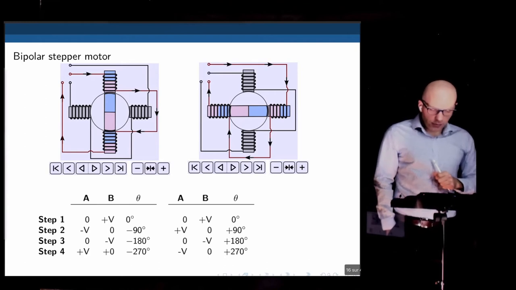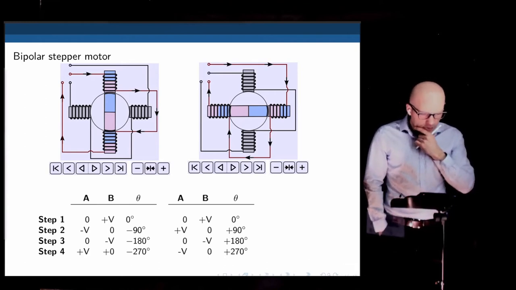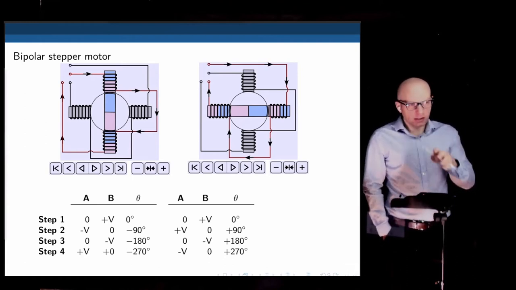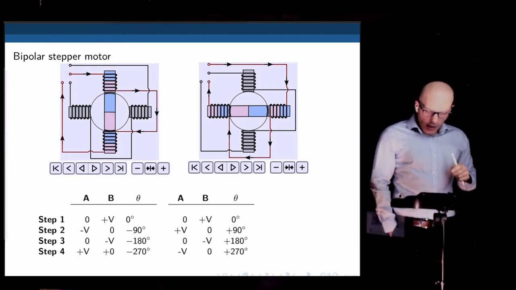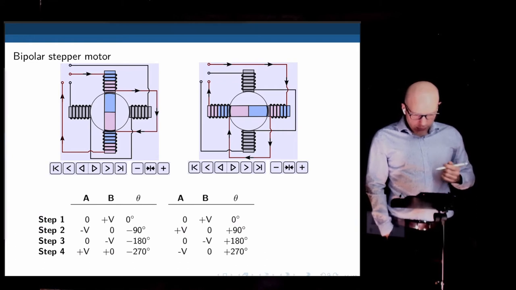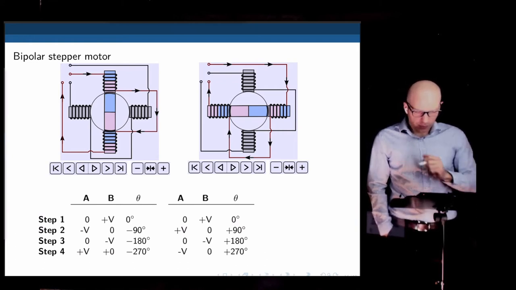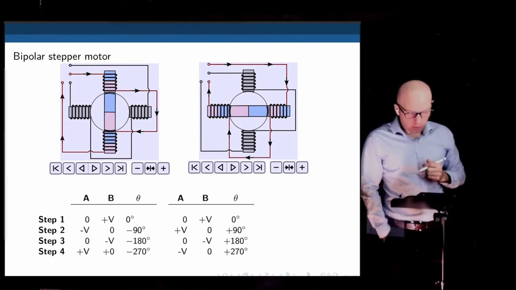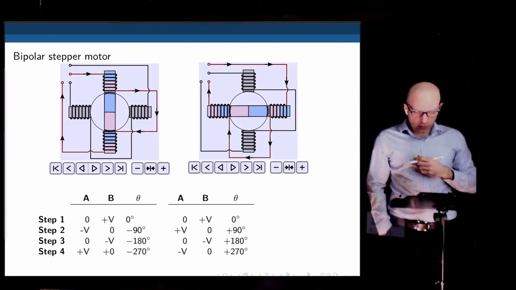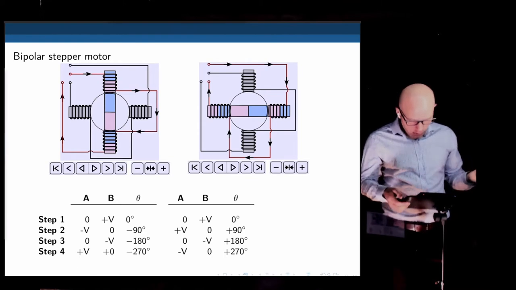So let's develop this a bit in more detail. Here we have the bipolar stepper motor. Again, these animations will show in your copy better. Let's start with the left one. In step one, we wanted to align with the vertical axis. So if you do coil, we are clearly dealing with coil A.